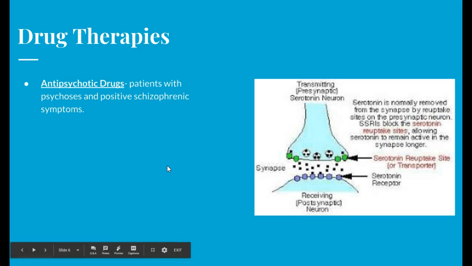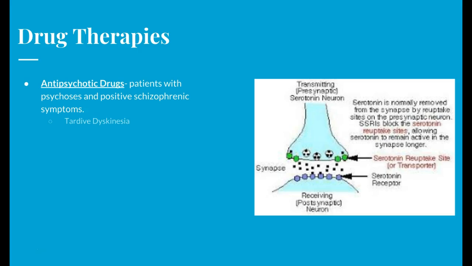The first type of drugs is the antipsychotic drugs. These are for people that suffer from some type of psychosis or positive schizophrenic symptoms. That means you're adding symptoms, so things like hallucinations and delusions. One of the major problems with antipsychotic drugs, though, is that they have a lot of side effects. Tardive dyskinesia is one of them, and that can cause paralysis or twitchiness in the facial muscles.